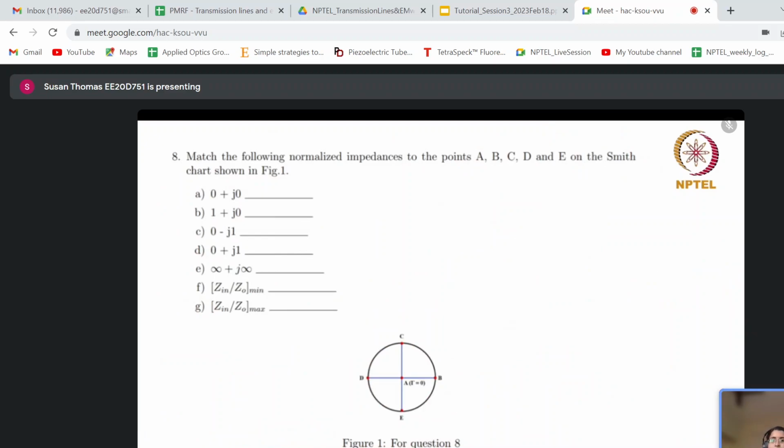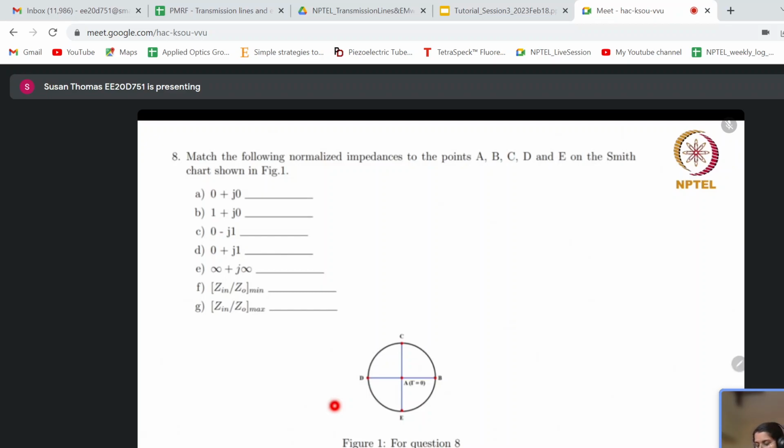Moving on to the next question. Match the following normalized impedances to the points A, B, C, D and E on the Smith chart shown in figure 1. So let's look at each of these points. 0 plus j0. So this is a question on the Smith chart.